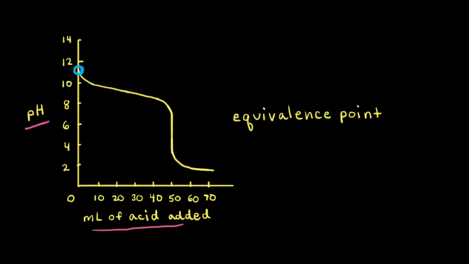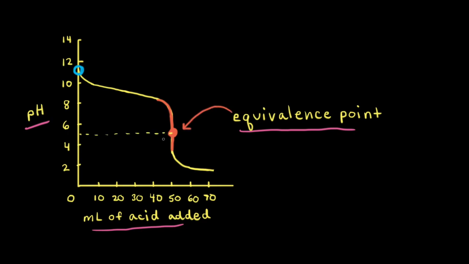Eventually, we reach a point where all of the initial ammonia has been neutralized by the addition of the acid. This point is called the equivalence point. The way to find the equivalence point on our titration curve is to first look for this sharp decrease in the pH, and then we can draw a straight line here, and approximately halfway down that straight line is a good estimate of the equivalence point for this titration.